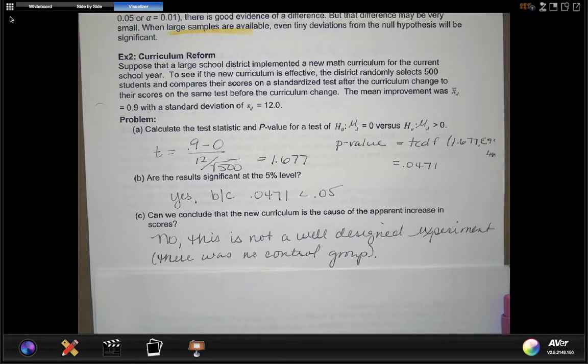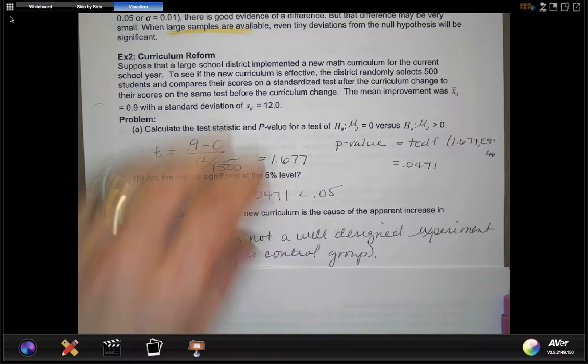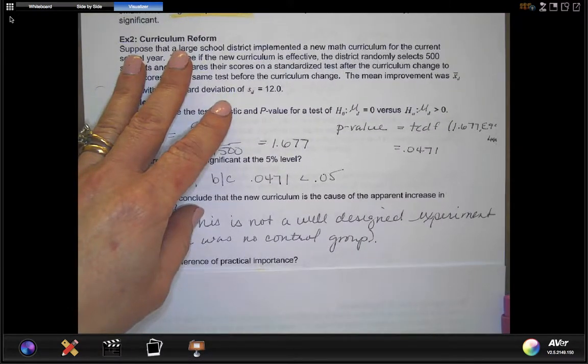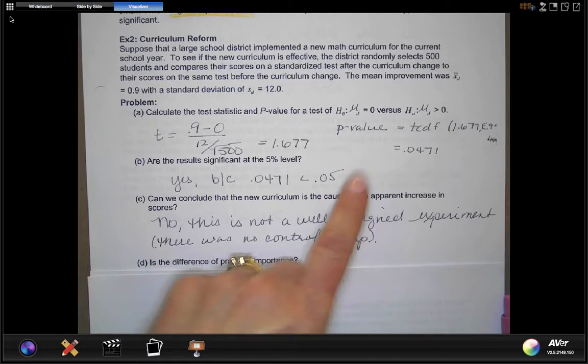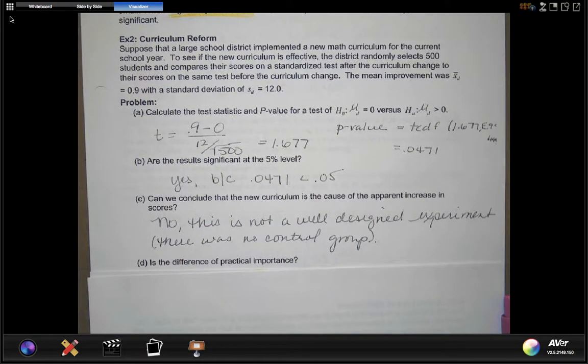So I have no way of knowing if these kids just improved their scores because they were taking the test for a second time. So I don't know that it was from the curriculum or not. I don't have a group that didn't get the new curriculum just to see if there was an improvement, okay? That being said, let's just say we still saw a difference there. So is that difference of any importance?